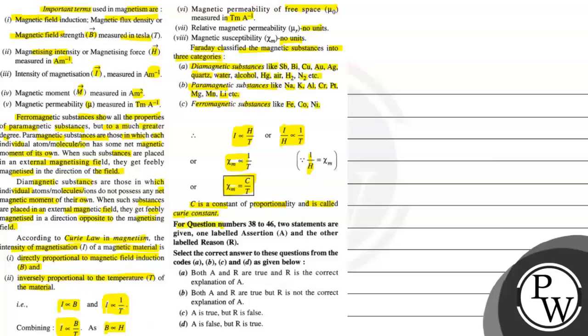Now, for questions number 38 to 46, two statements are given, one labeled as assertion and another labeled as reason. Select the correct answer of these questions from the codes A, B, C, and D as given below. Code A says both assertion and reason are true, and reason is the correct explanation of the assertion. Code B says both assertion and reason are true, but reason is not the correct explanation of the assertion. Code C says the assertion is true, but the reason is false, and code D says the assertion is false, but the reason is true. So let's read the assertion and reason.